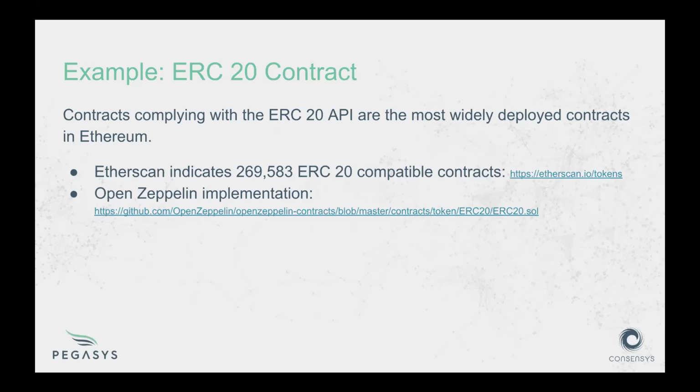So the OpenZeppelin project has an implementation, and their implementations are used all over the place because they have been vetted and are deemed to be very good. So that's the version of the ERC20 contract that I'm using to demonstrate. And just to give you a feel for how many ERC20 contracts there are: 269,000 of them, which is a lot of contracts.